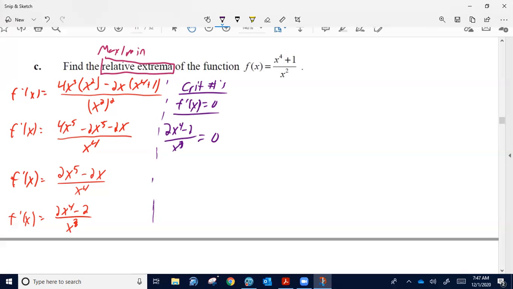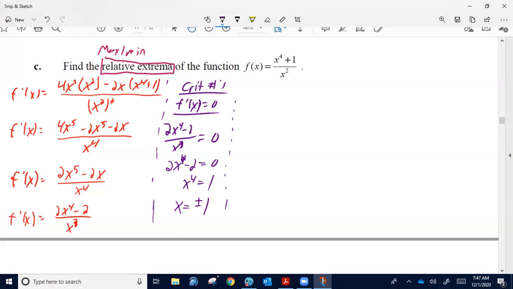Multiply the x cubed over. 0 times anything is 0. So 2x to the fourth minus 2 is 0. From here, I can add the 2. That's 2x to the fourth. Add the 2 and divide by 2. So x to the fourth equals 1. Add 2, divide by 2. Take the fourth root, and x is going to be plus or minus 1.